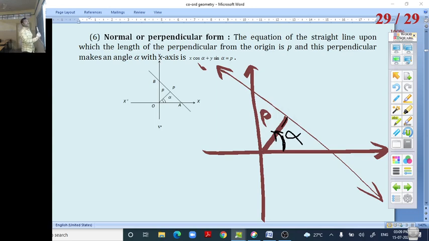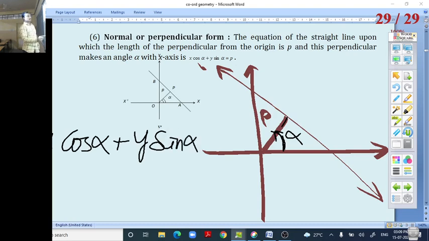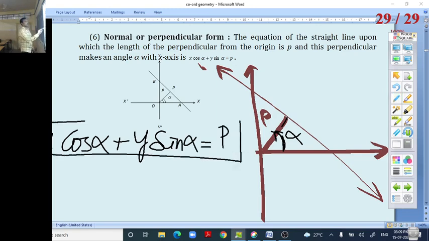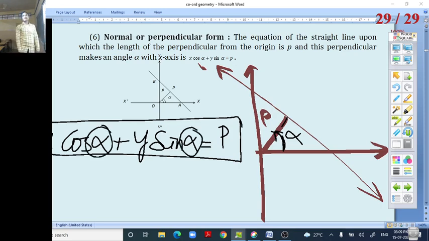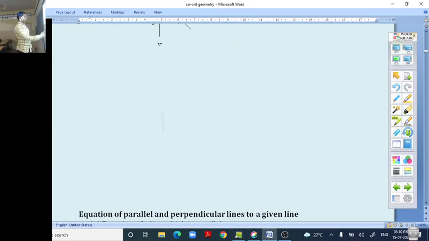Then the equation of the line is going to be x cos alpha plus y sin alpha equals p. Here x and y are the variables, alpha is the angle made by the perpendicular with the positive x-axis, and p is the perpendicular distance of the required line. We already know this formula and how to solve problems on it. Okay, so moving on.